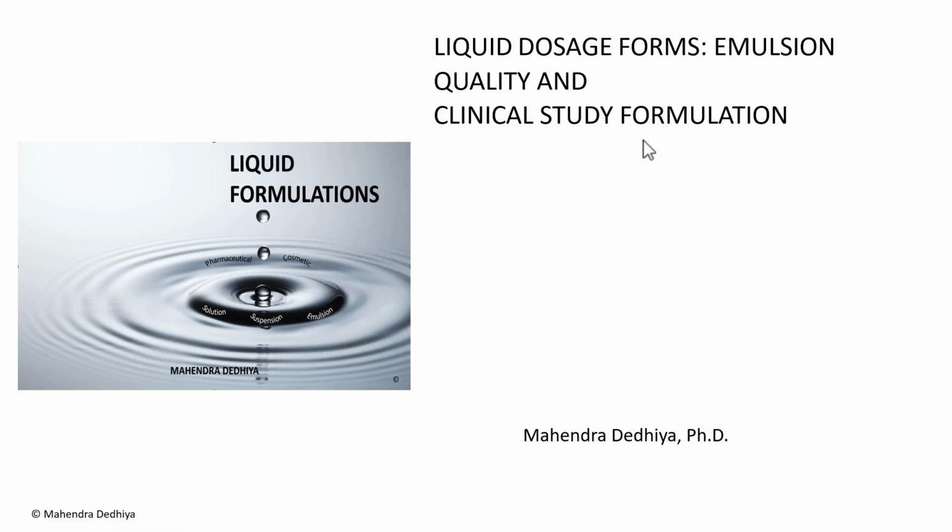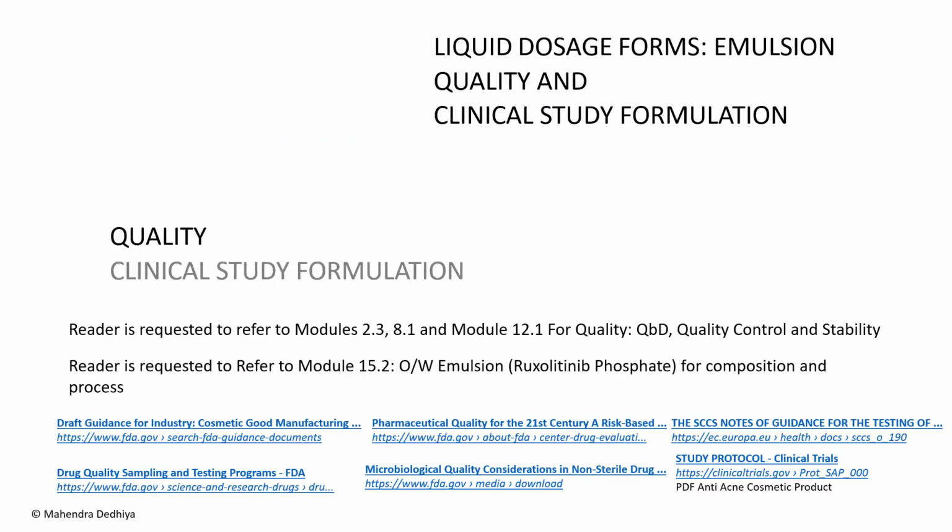This is the last module in this book, module number 16. It focuses on emulsion quality and clinical study formulation development. In this submodule, we build on knowledge based on quality of products previously covered in modules 8.1 and 12.1. Reader is also requested to refer to module 2.3 for additional information on quality by design. Reader is also requested to refer to module 15.2 on manufacturing and composition of ruxolitinib phosphate.